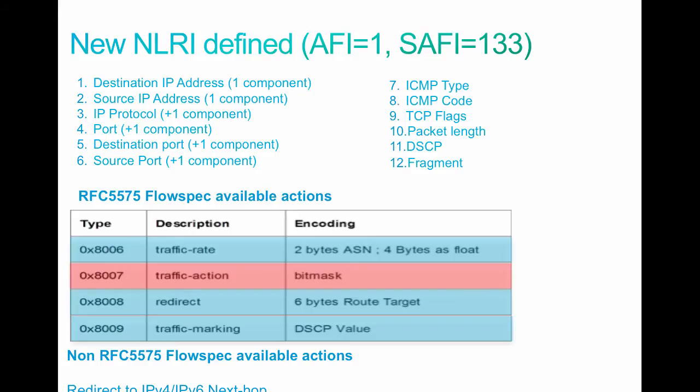In order to disseminate the flow specification rules, a new NLRI is defined with AFI 1 and SAFI 133. It allows for the following 12 parameters as shown in this slide to be defined. The important point to note here is that the flow specification component must follow strict type ordering. A given component type may or may not be present in the specification, but if it is present, it must precede any component of higher numeric type value. The flow spec available actions according to RFC 5575 are also shown in this slide. We also support one non-RFC 5575 flow spec action, and that is to redirect to an IPv4 or IPv6 next hop.